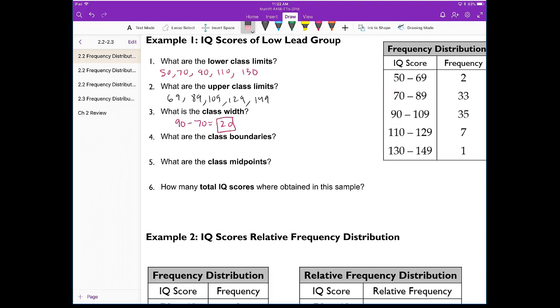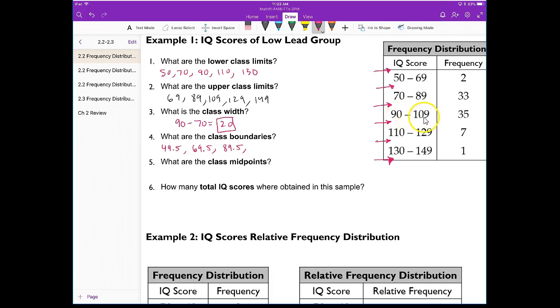The question after that is class boundaries. Again, the first class boundary is the one right before the first class, and then this one, and this one, and this one, and the last one. The one right before 50 is 49.5, so let's write that there, 49.5. The one between the two classes, between 69 and 70, would be 69.5. And then the next one, between 89 and 90, would be 89.5.